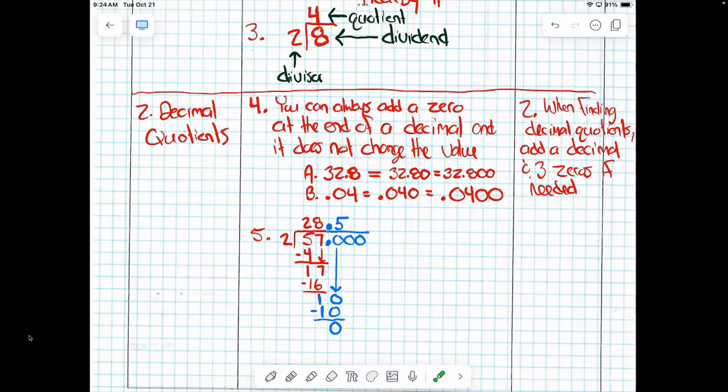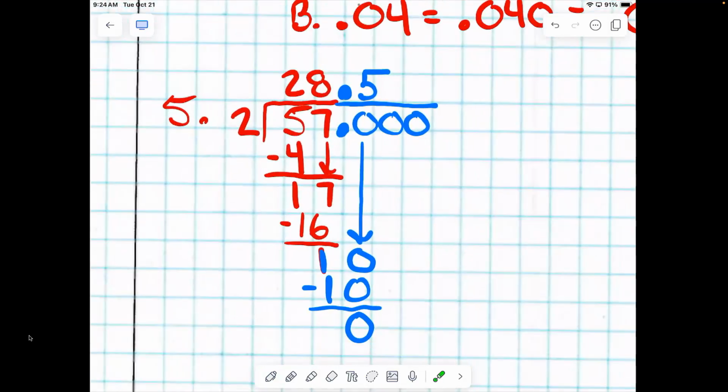Okay, here we go. 57 divided by 2. All of this red math here, you guys know how to do. When we did all of this red math, we ended up with a remainder of 1, right? I wanted a decimal quotient. So you're like, well, I can't use a remainder. I can't make it into a mixed number because that's not a decimal. That's a fraction, right? So what we did is we added a decimal point and how many zeros?